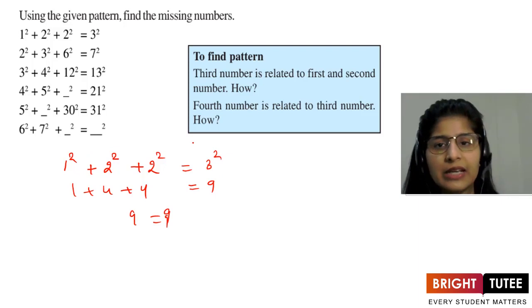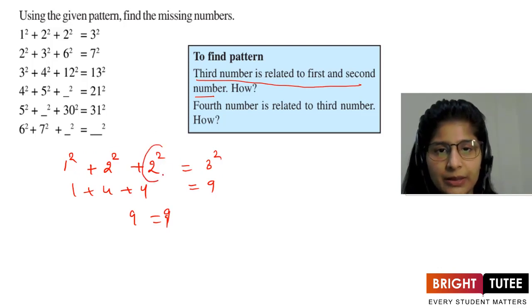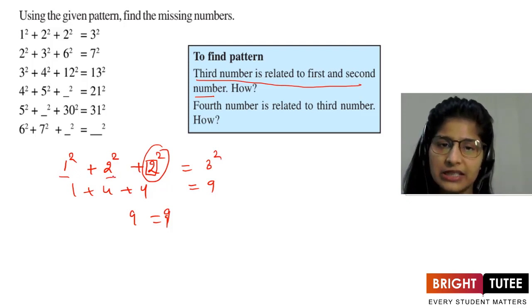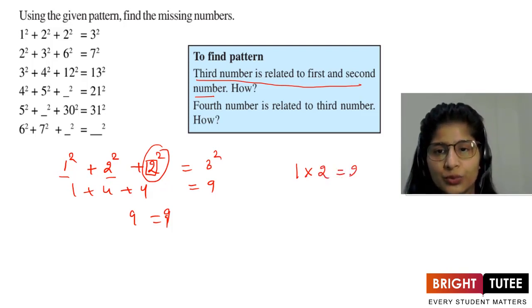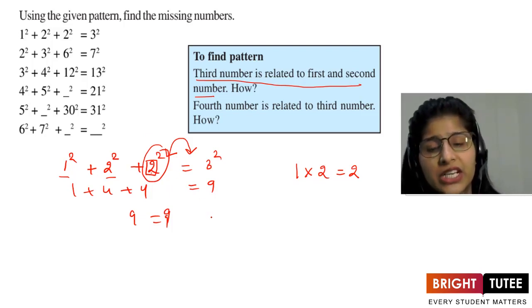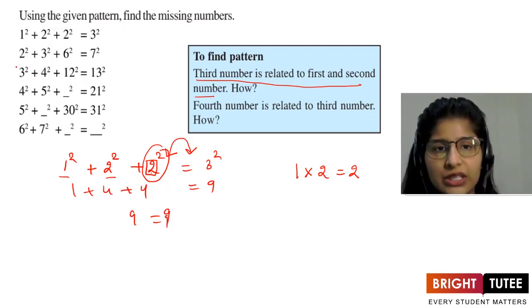One thing we can observe here is that the third number is related to the first and second number. The third number, that means 2, is related to the first and second number, 1 and 2. How is it related? We multiply 1 and 2, then we get 2. And what about the third and fourth number? If it is 2, the next is 3, which is 1 more than this number. Let us see if this relationship is there in the second one also.